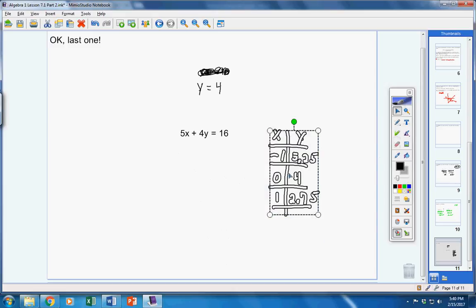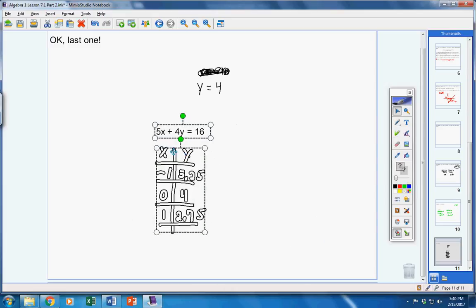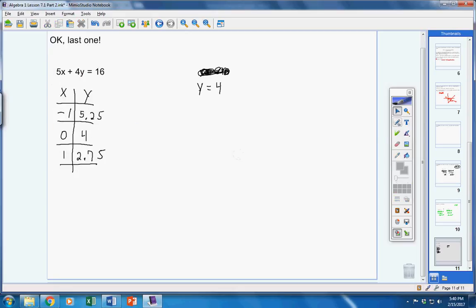Let's slide it right over here so we can move this whole thing over. And let's graph our line. Here we go. I don't think that's any better, but that'll have to do.